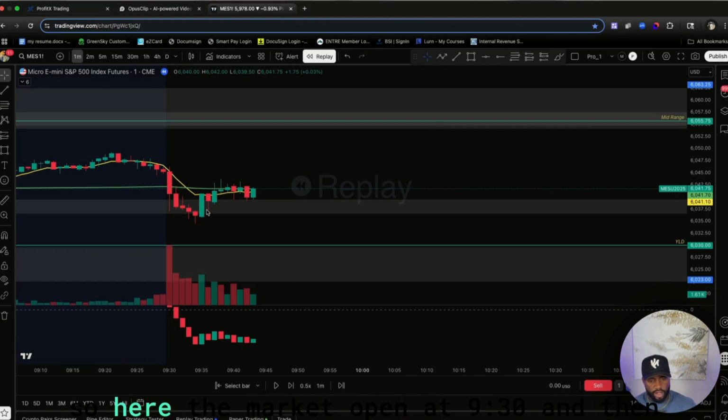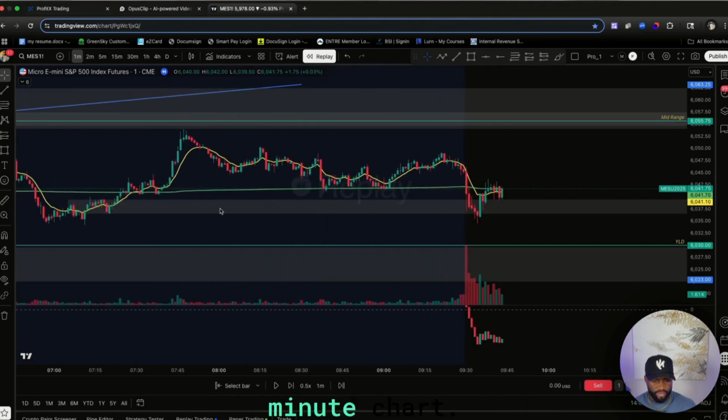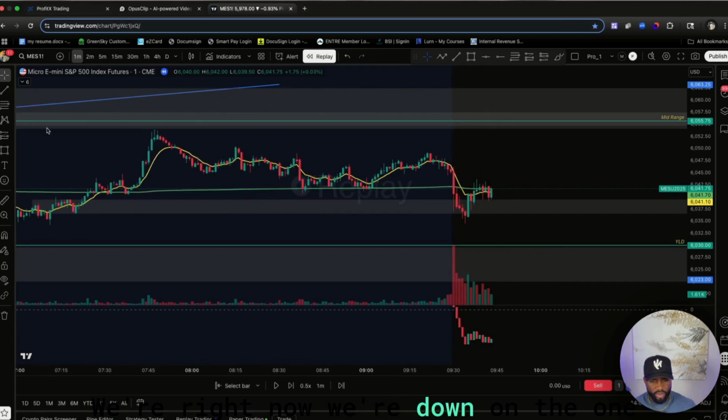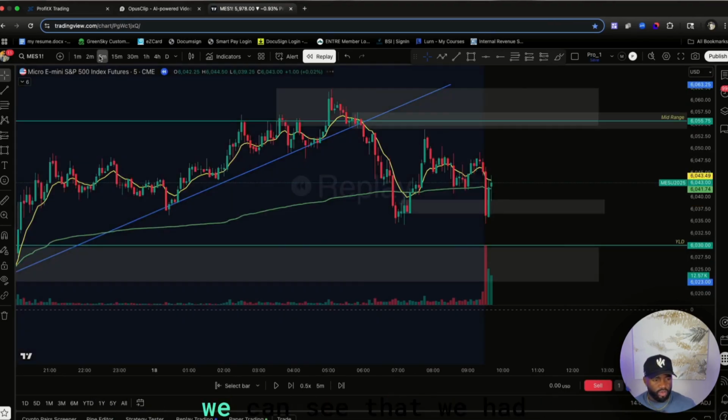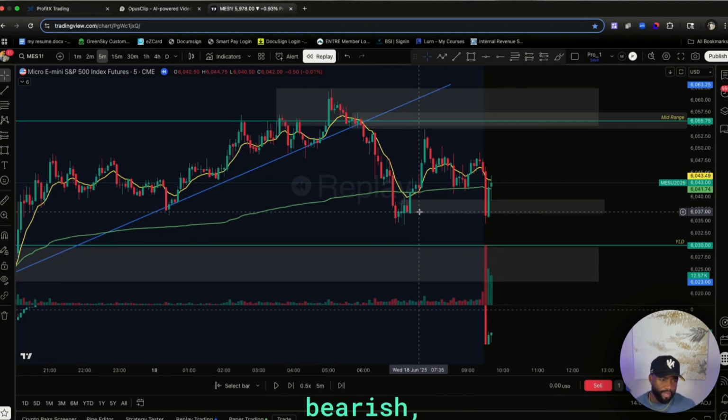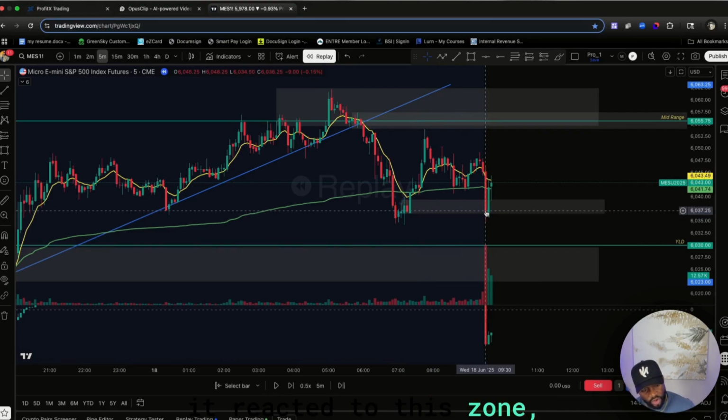All right, so here the market opened at 9:30, and then we had a slight drop. Now, one of the reasons that I'm confident in this move going higher is because we have a demand zone right here on the 5-minute chart. Right now we're down on the 1-minute chart, but if you go here, we can see that in the pre-market we had a nice demand zone formed right here. So even though price opened bearish, it reacted to this zone, which tells us that there's a probability that price wants to go higher.